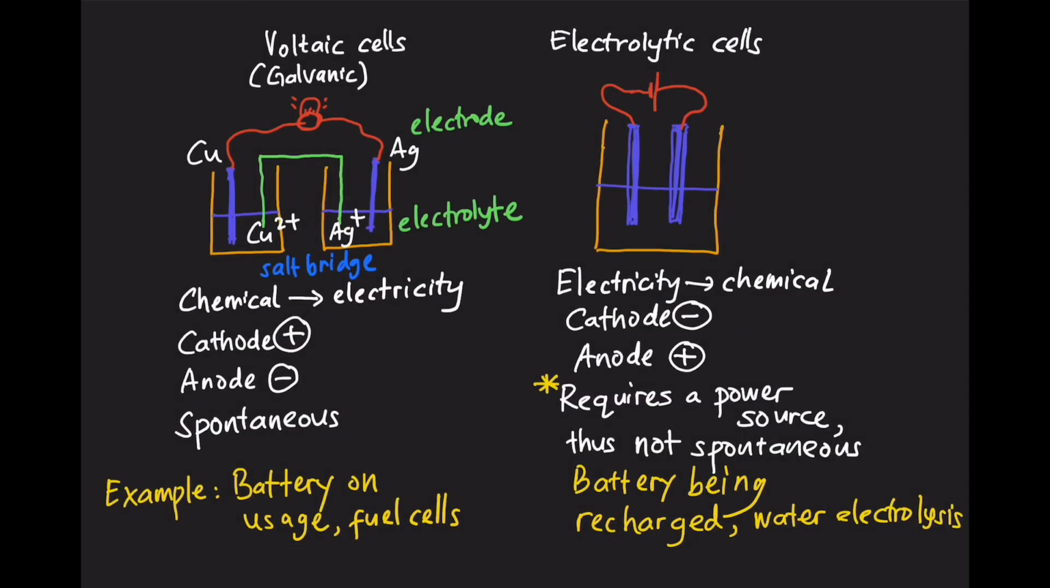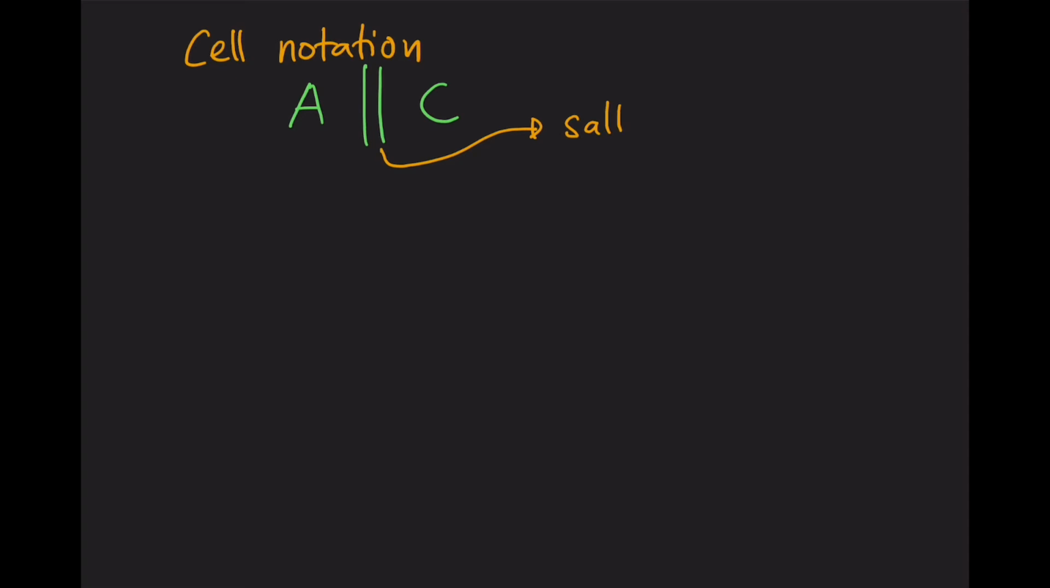So I've mentioned before that this is called the cell diagram. To ease the illustration of this diagram, so we don't have to draw them each time, we use something we call the cell notation. Cell notation is how we represent the voltaic cells that we have. Normally we write it down as anode and then cathode. These two vertical lines are the symbol for the salt bridge.